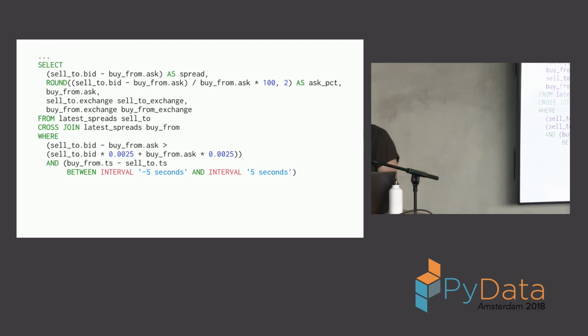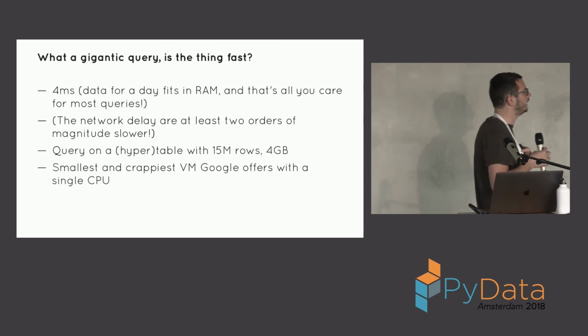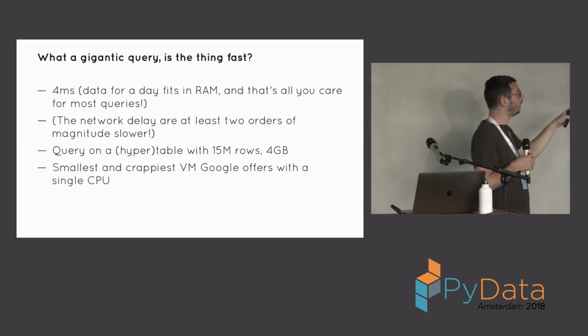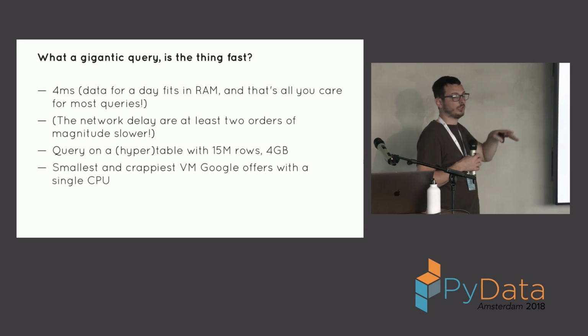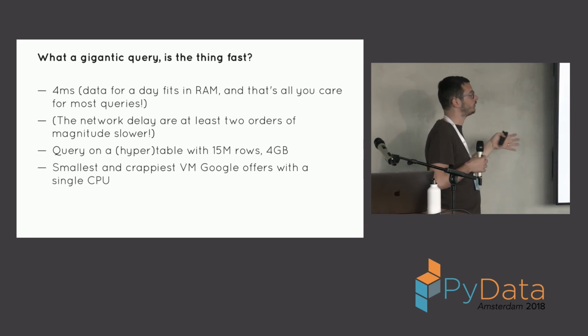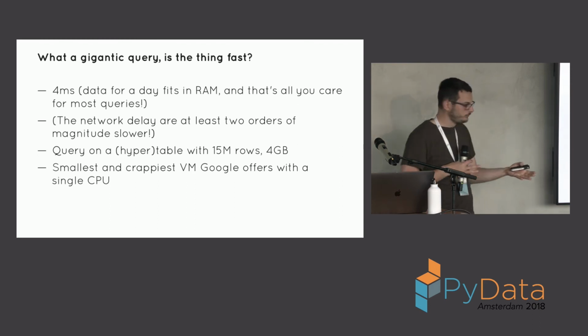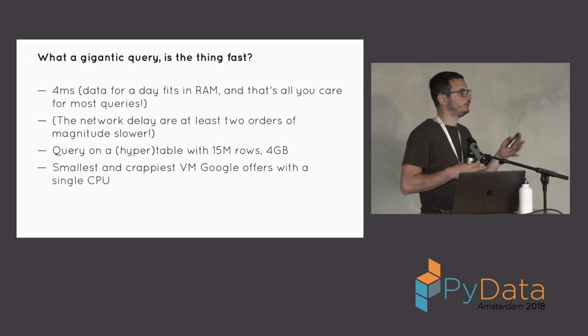And of course you say, well, it's kind of a thick query. How is it fast? Well, actually, this runs in 4 milliseconds. And it basically only needs to run on data for a single day. And data for a single day always fits in your RAM. And the nice thing about Postgres and Timescale is that as you go to the next day, you evict the data that was in RAM with the data of today. And so it always remains fast. And of course, 4 milliseconds is fine because the network delay is like 2 orders of magnitude more.